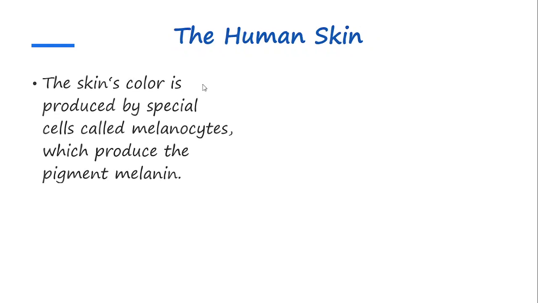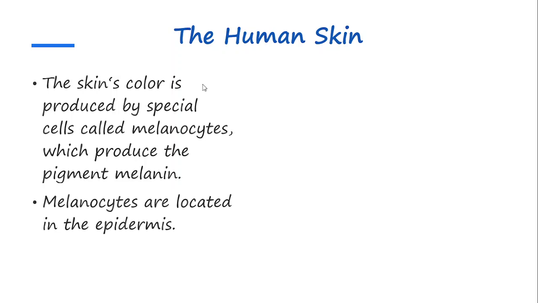The skin's color is produced by special cells called melanocytes, which produce the pigment melanin. Melanin is what provides the color of the skin. The melanocytes are located in the epidermis, the outermost layer of the skin.